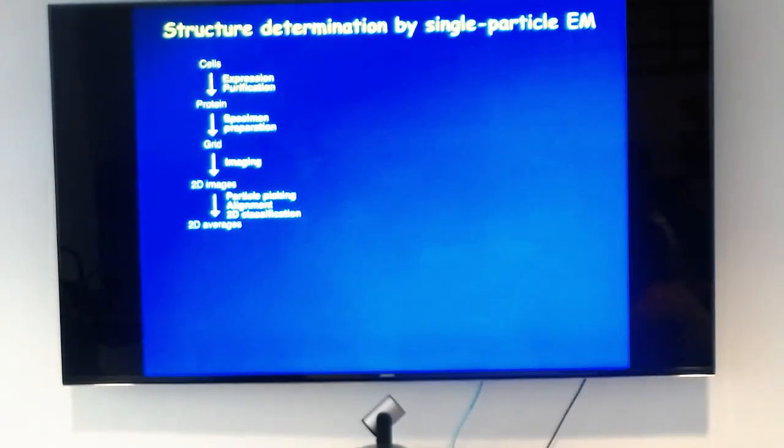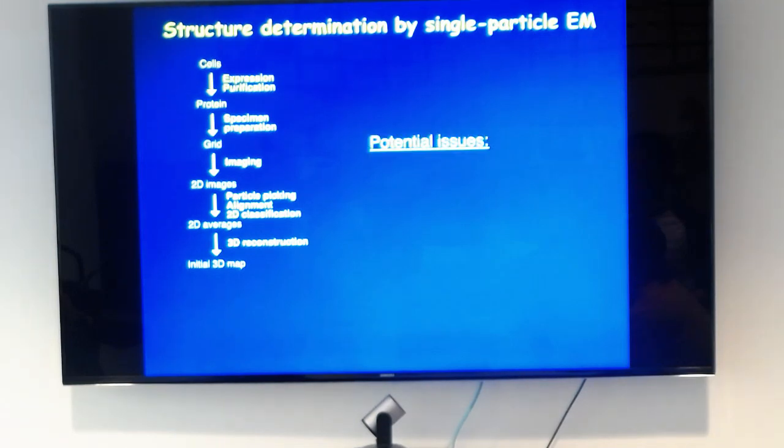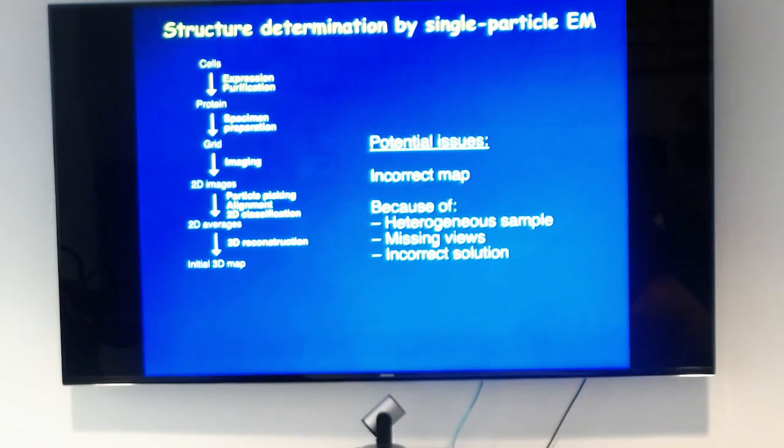Okay, so now you have 2D averages, and you have to do a 3D reconstruction. The issue is that you might get an incorrect map, because you basically have 2D projections, and you have to figure out how these projections are arranged in 3D space. That's actually an underdetermined problem, and it used to be a real problem at the beginning.